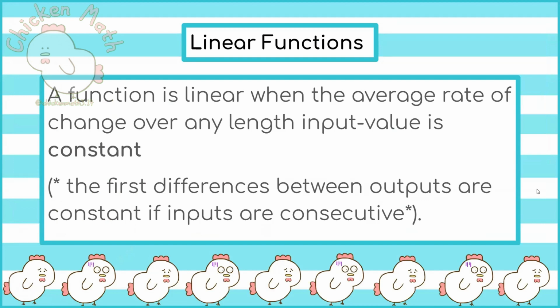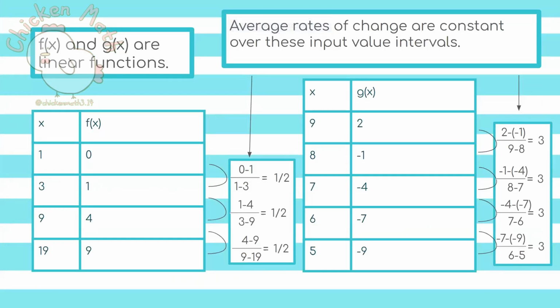A function is linear when the average rate of change over any length input value interval is constant, which just means the first differences between the outputs are constant. For example, here we have two linear functions, f of x and g of x. To determine if a function is linear, the average rates of change would be constant over these input value intervals. For the input values 1 and 3, the change in the outputs is 0 minus 1, over the change in the inputs, which is 1 minus 3. We get 1/2, and that's our average rate of change.